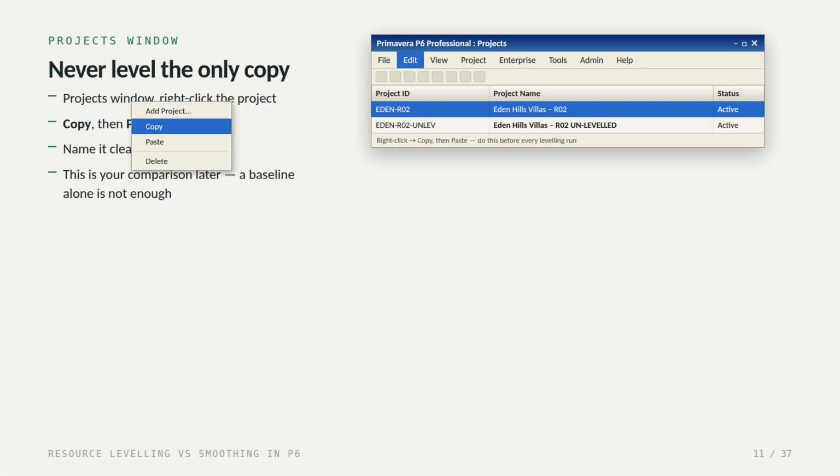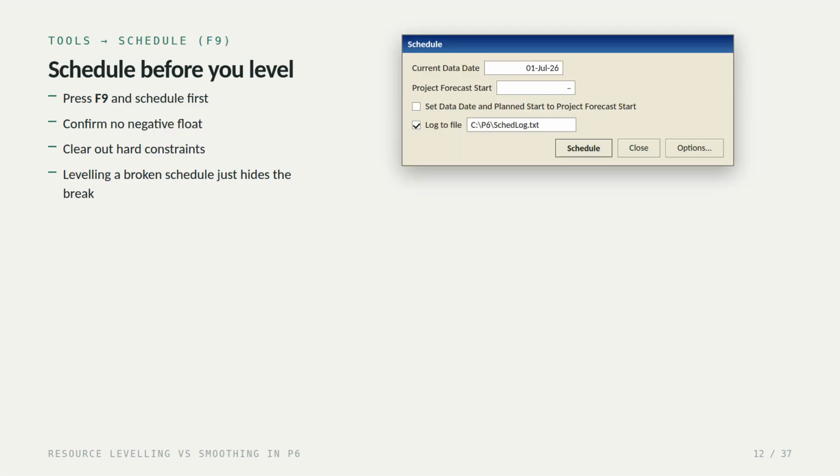And a baseline on its own is not enough. You want the unleveled dates themselves. Then press F9 and schedule. Check you have no negative float, and clear out any hard constraints you find. Leveling a schedule that's already broken doesn't fix the break. It just buries it under a layer of delay you can't interpret.